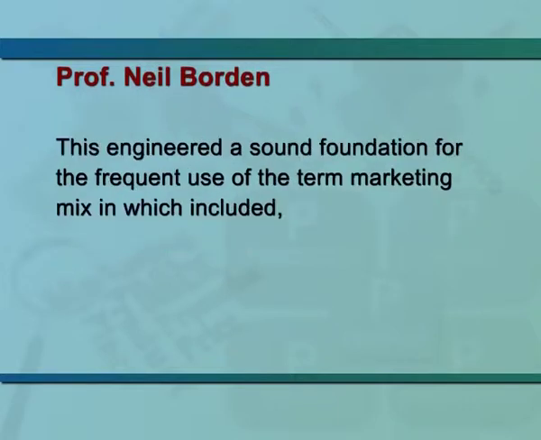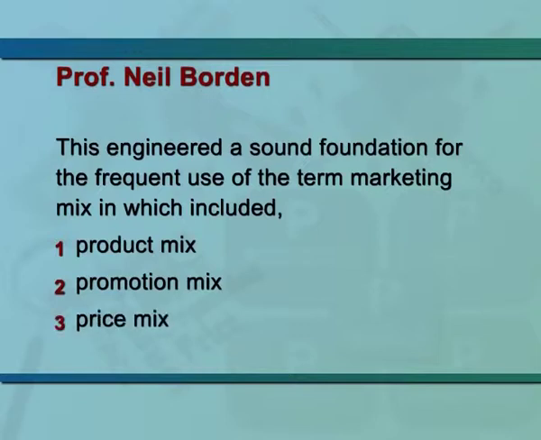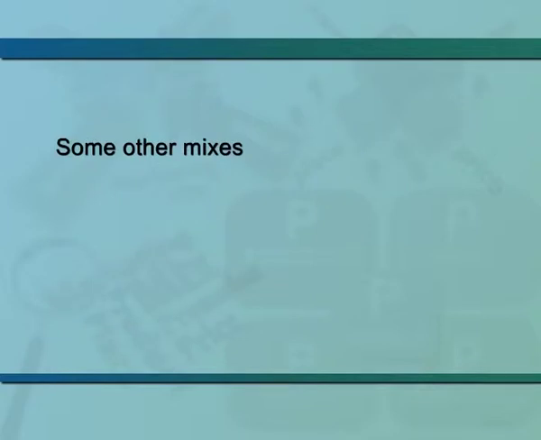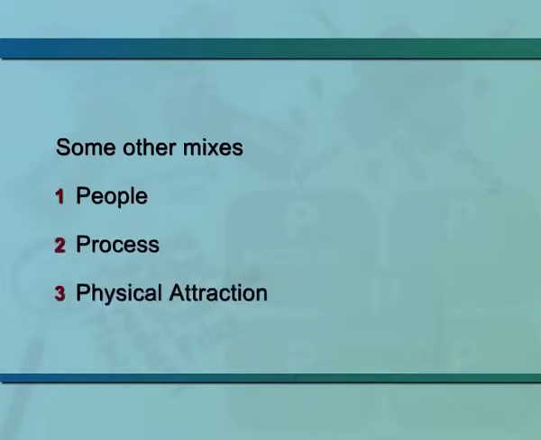This engineered a sound foundation for the frequent use of the term marketing mix, in which initially the 4 submixes were included, such as the product mix, promotion mix, price mix, and the place mix. Gradually, we find inclusion of some other mixes also, such as people, process, and physical attractions. While going through the marketing mix for the tourism services, we would cover all the submixes.